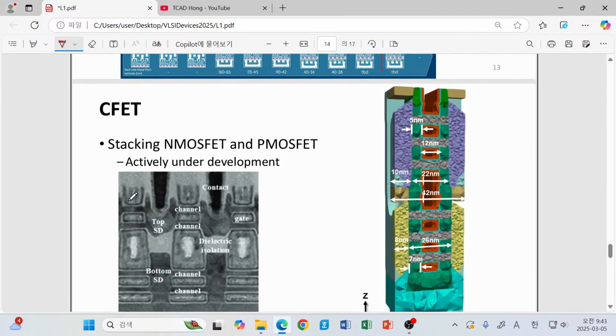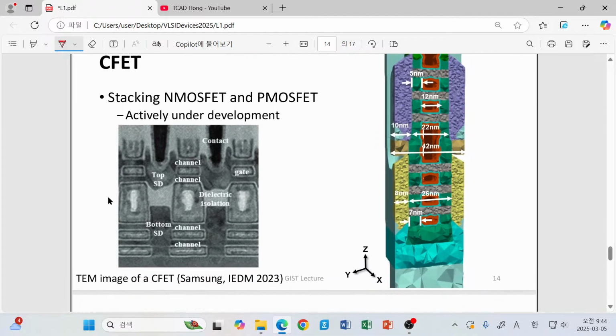Okay, so the next technology will maybe be CFET. It is not available in mass production, so currently we are a little bit away from this technology, but it is almost certain that technology will move in this direction. And you can see that CFET is a device which stacks NMOS over PMOS.